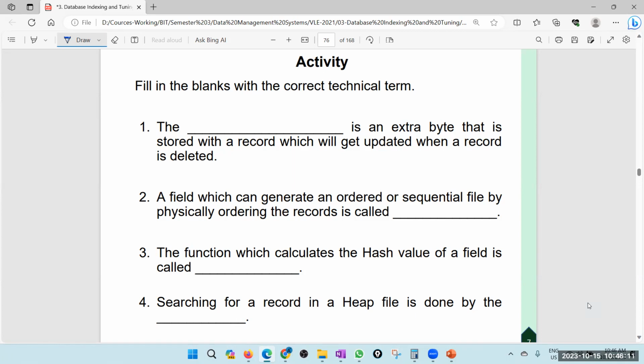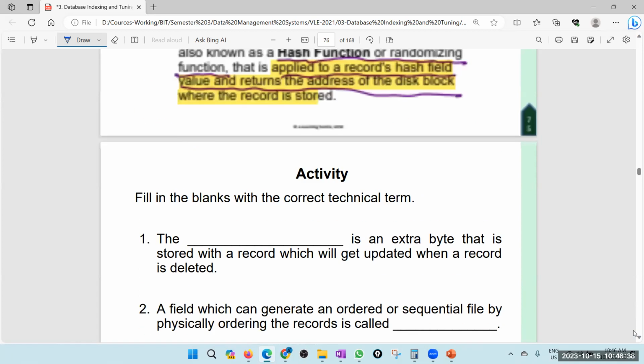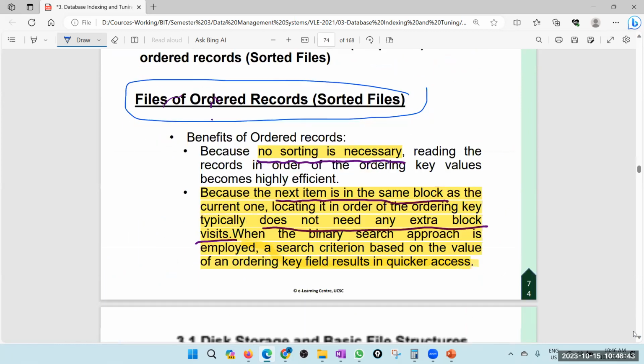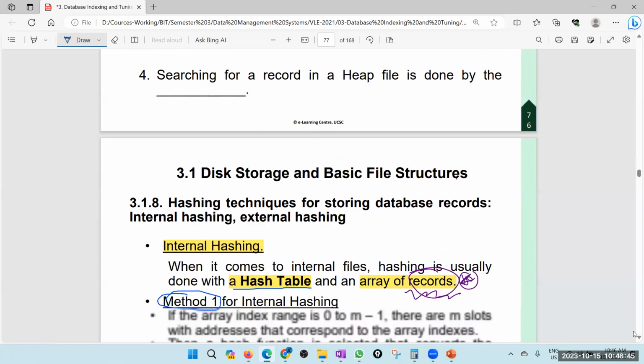The blank is an extra byte that is stored with a record which will get updated when a record is deleted. So that is sort of a delete marker or something like that. I don't know the exact words. You can get it from the notes. Right? Delete bit or something. So just 1 bit is enough. If that bit says false, that actually means that record is deleted. Though the record is still there, you have to consider it as a deleted record. Okay. So you can find the exact word from somewhere, a delete mark or delete bit.